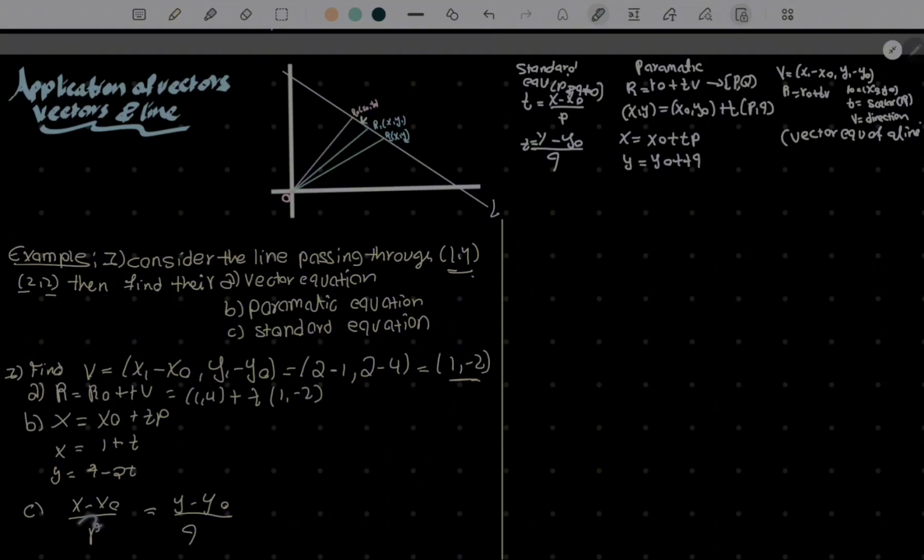Now we're just gonna find the standard equation of the line. So when we plug in everything, it's gonna look something like x minus 1 over 1, and then we're gonna put y minus 4 over minus 2, which will be simplified into 2x plus y minus 6 equals 0. So this is how we can find the standard form of the equation using two different points which a line passes through.